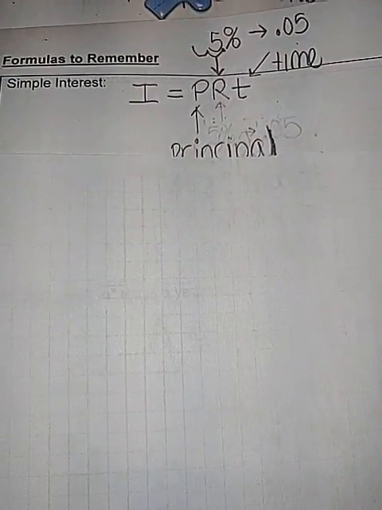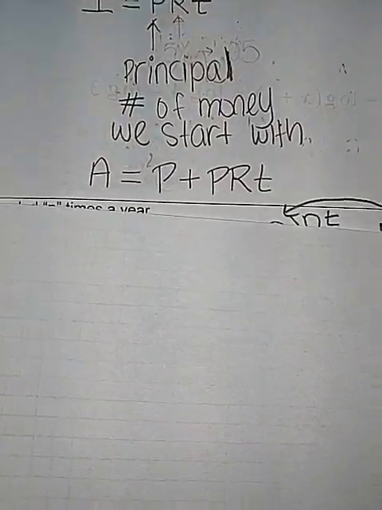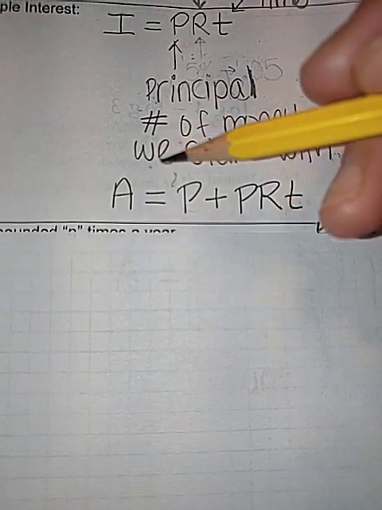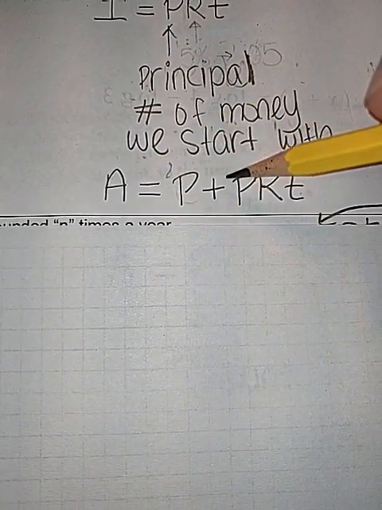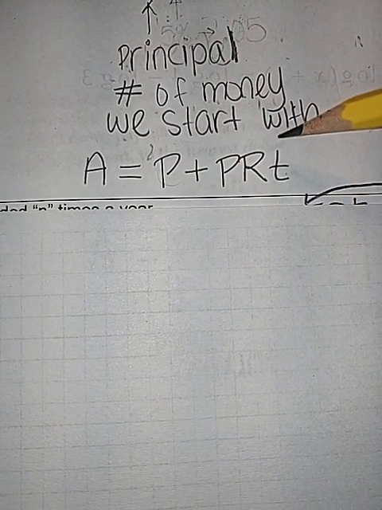Our T is our time, and our principal is the initial amount that we're starting with. So if it's a money question, it's the amount of money that we've initially invested into the account. Now, if we want to find out how much money we would have after a certain number of years, we would take our principal and we would add our interest.